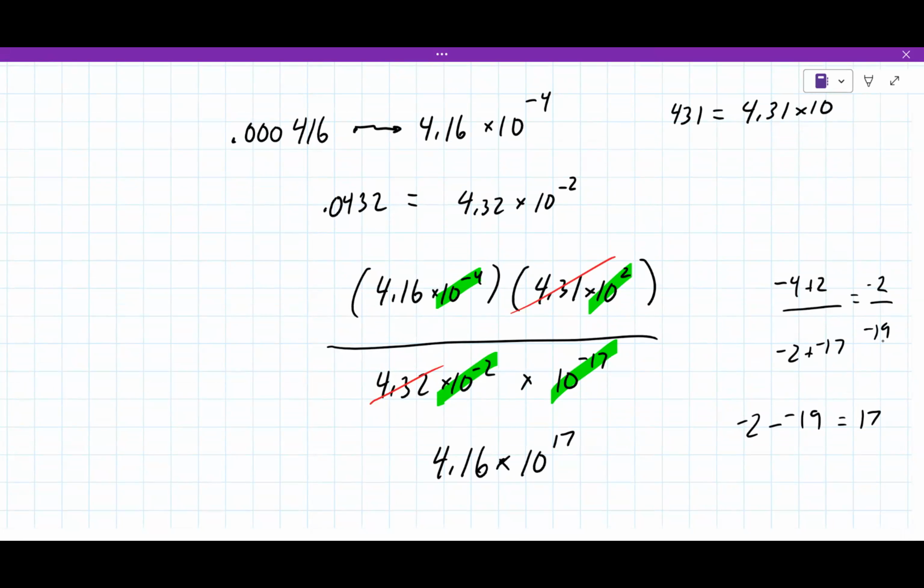Interesting that I want to cancel out the 4.31 and 4.32. Well, I mean, you could basically go to the calculator. If you went to the calculator from the beginning, your answer would be really close to this anyway, but not sure. This is maybe one to ask about.